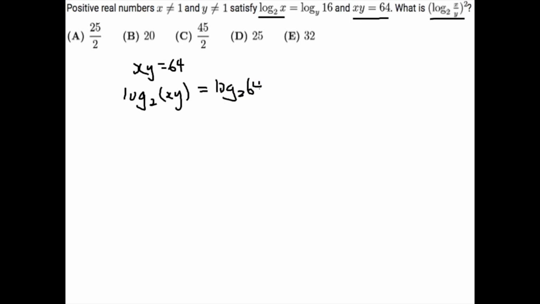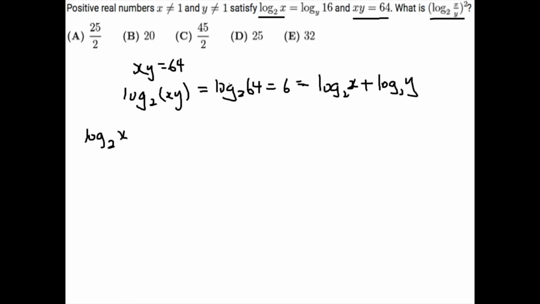which is 6. This also equals log base 2 of x plus log base 2 of y. This is just a property of logs in general. And so going back to the first equation, we have log base 2 of x equals log base y of 16.